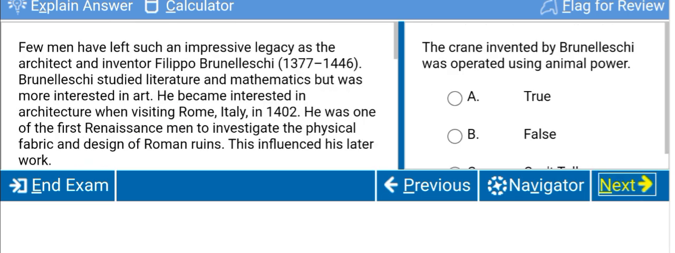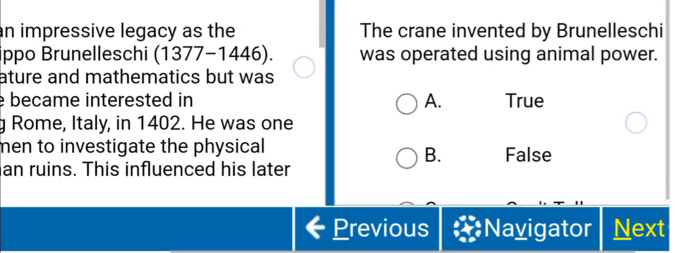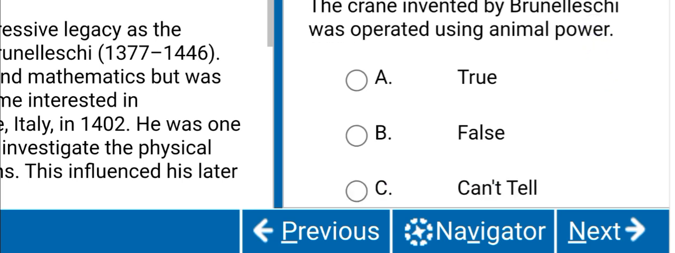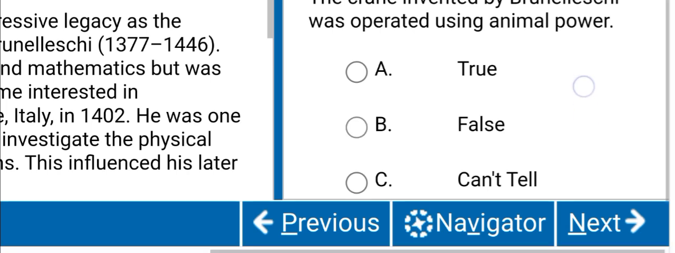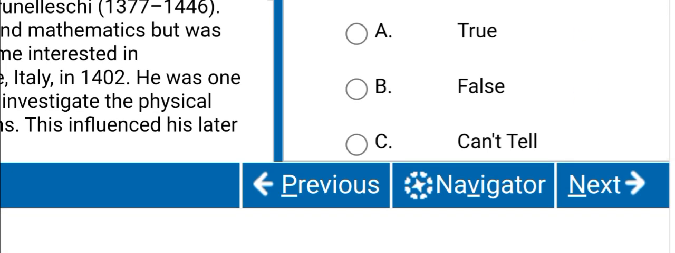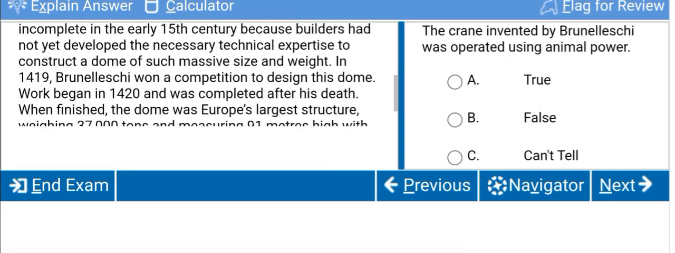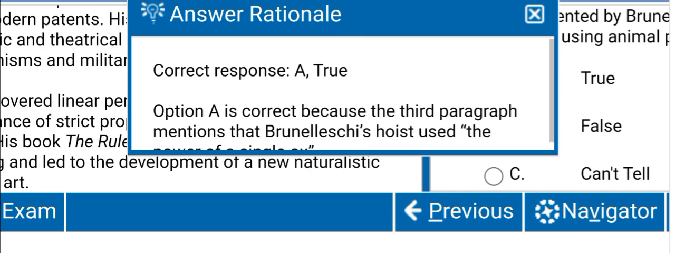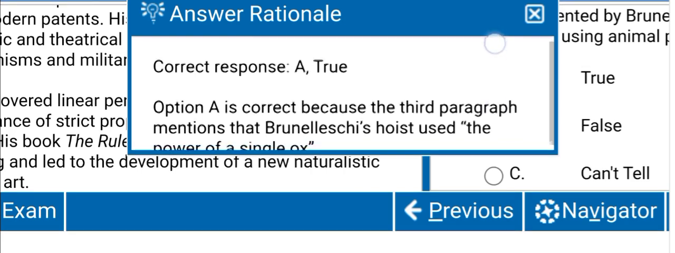Next we have that the crane invented by Brunelleschi was operated using animal power. Option A, true. Option B, false. Option C, can't tell. So correct response is option A, which is true.